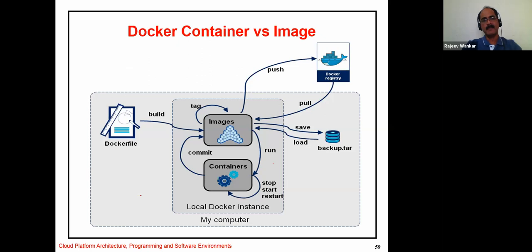Pictorially, that has been specified like this. You have a Docker file. You can build this Docker file, taking those images. So you need to write a Docker file: you take an image, and you write everything there. Then, taking those images, you can run them in the form of a container. A container may be stopped, paused, or restarted. Whatever you can do with a process, you can do here. And once you finish, you can commit it back in the form of an image. Either you can save it, or you can load it from the backup file, or you can push it to the Docker registry and pull it from the Docker registry.